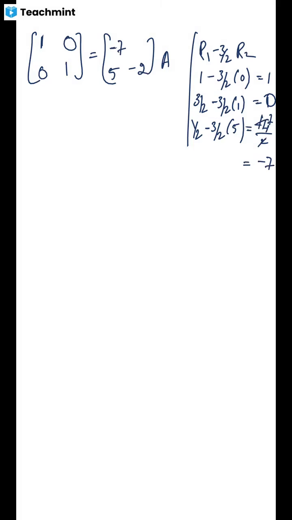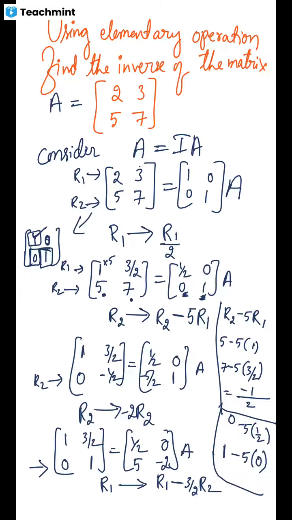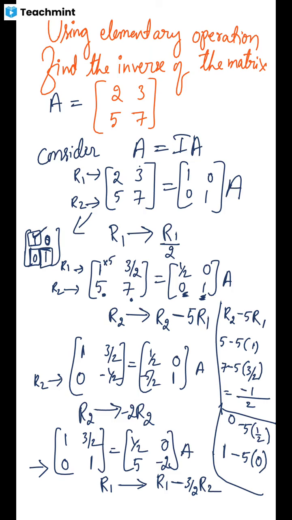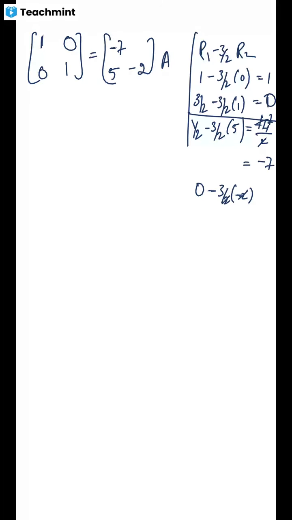Similarly, let me solve the last element 0 also. Row 1 element is 0, row 2 element is minus 2. So I substitute row 1 element 0, then row 2 element minus 3/2 into row 2 element minus 2. Look, the 2s cancel, minus minus is plus, and 3 remains.